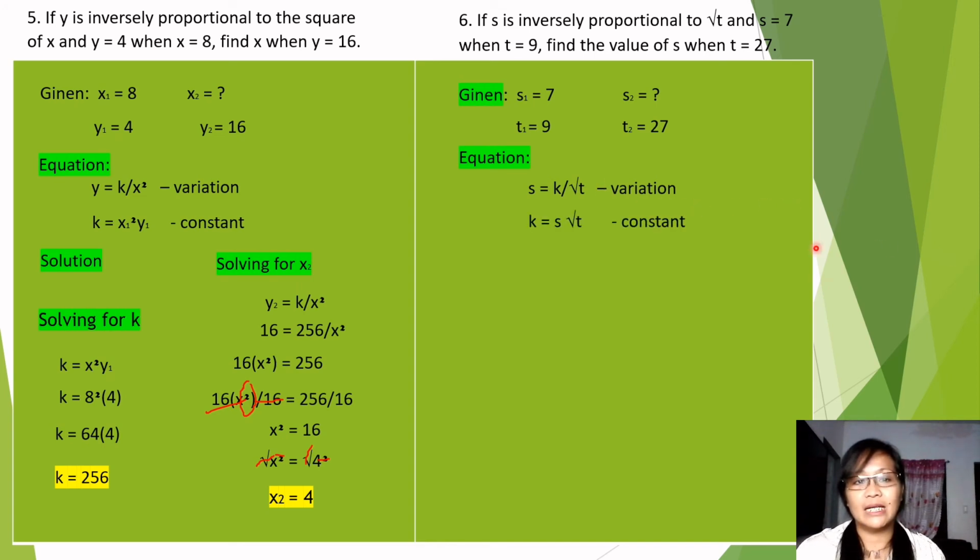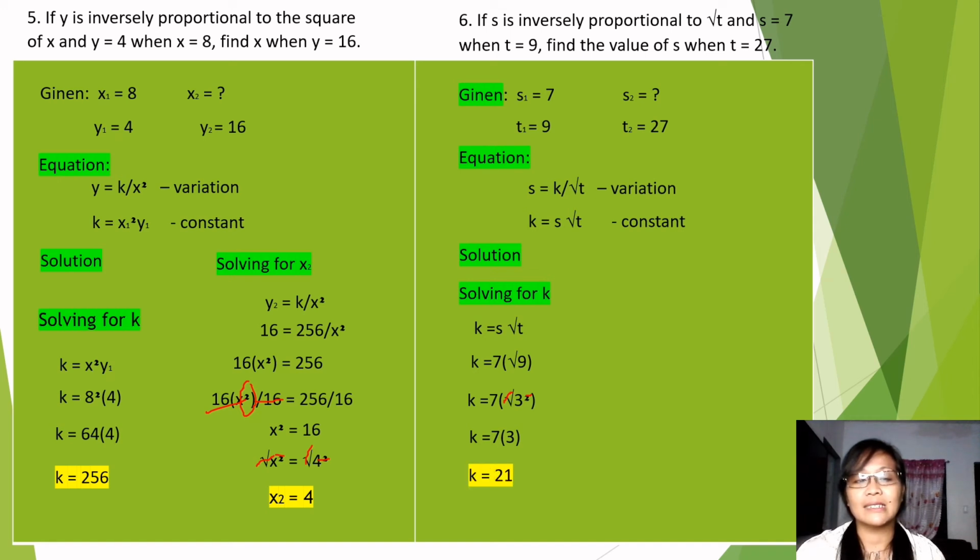And for our constant, k is equal to s times square root of t. Then solution, solving for constant k. So we have k is equal to s square root of t. Then substitute the given. K is equal to s is 7 multiplied by the square root of t sub 1, which is 9. Perform first the square root of 9, which is k is equal to square root of 3 squared. Then 3 squared is a perfect square. Cancel the radical sign and the square. Therefore, we have now k is equal to 7 times 3.